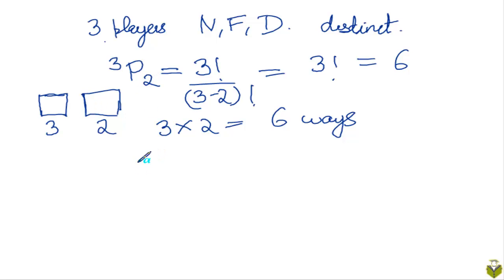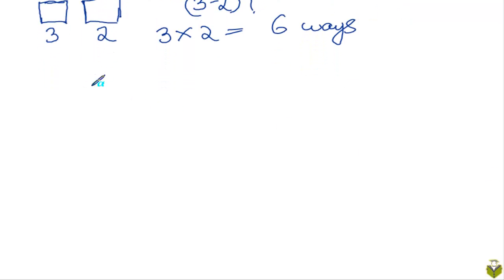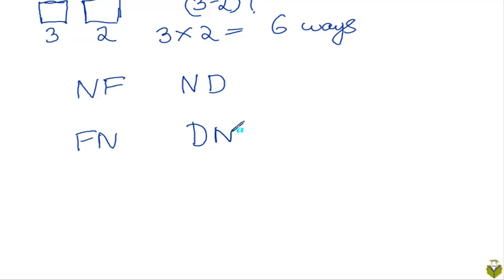So let us look at the actual 6 arrangements. What are those? I'll go down. The actual 6 arrangements are NF, FN, ND, DN, and FD, DF. So we have 6 arrangements.